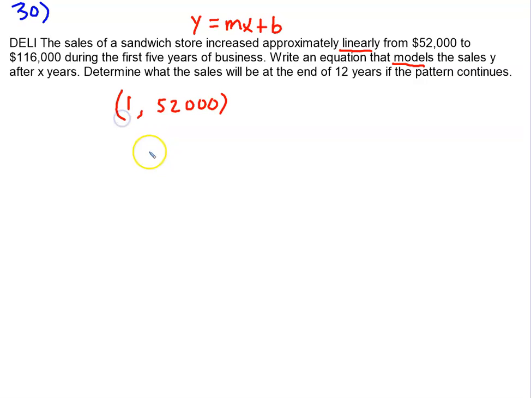So if we were doing a graph, for example, we typically have time on the x-axis, and in this case we would have sales. So after 1 year, sales would be 52,000. And we're told that they increase. So at the end of 5 years, they are 116,000.